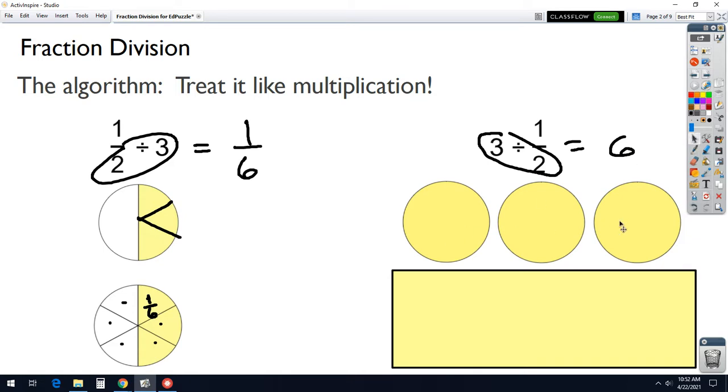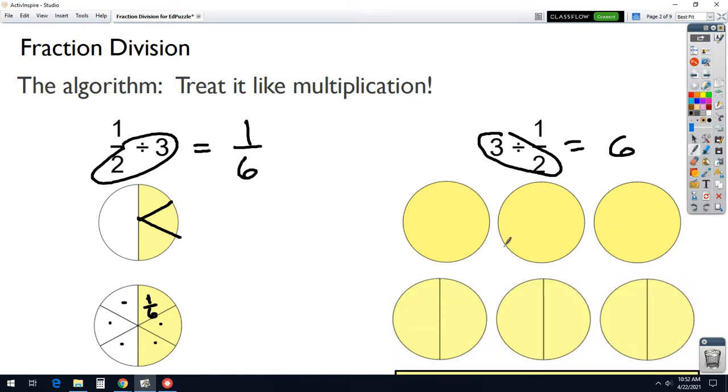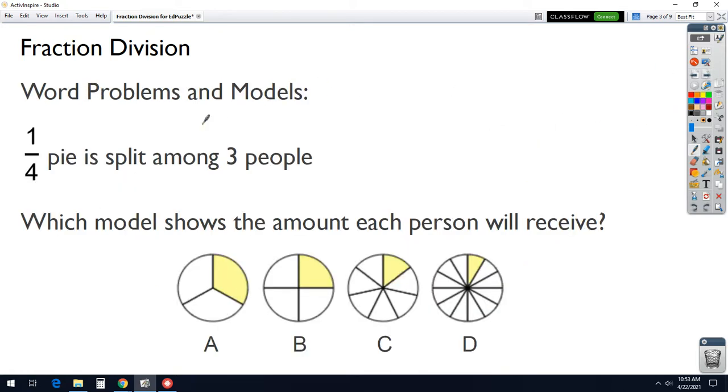Well, let's see. Here's our three whole. If I'm going to see how many halves fit inside that, each one of these pieces is 1/2. How many do we have? Well, you can see there's 3 of them, 4 of them, 5 of them, 6 of them, and that matches our answer. A half will fit into that 3 exactly 6 times. And we start with a whole number, so we end with a whole number. Easy peasy, right?